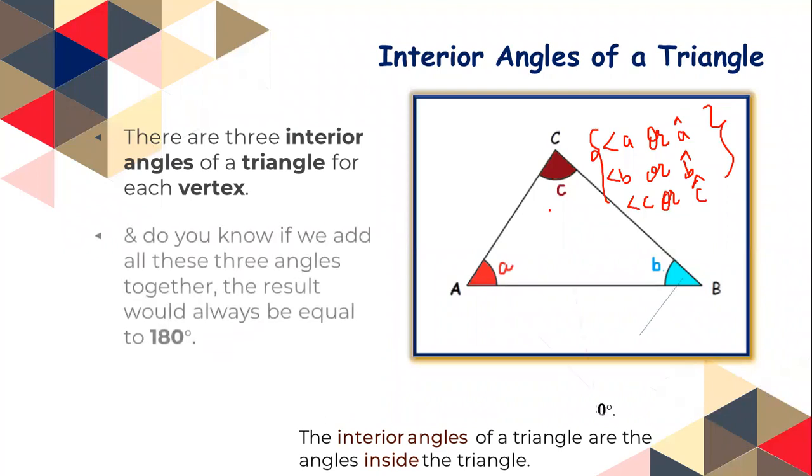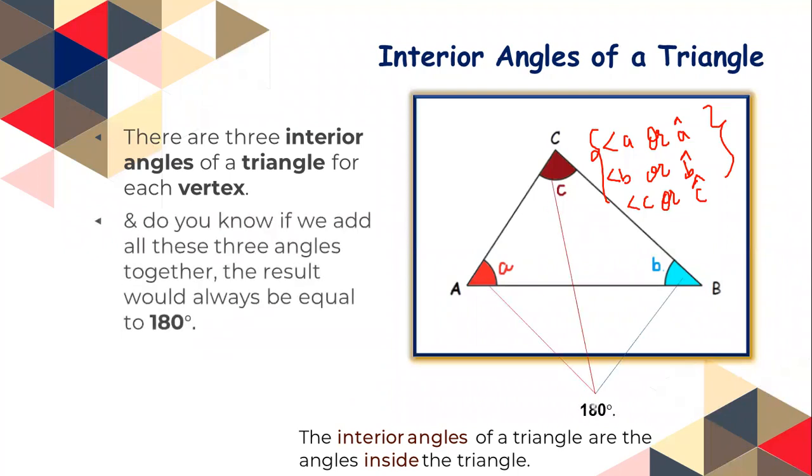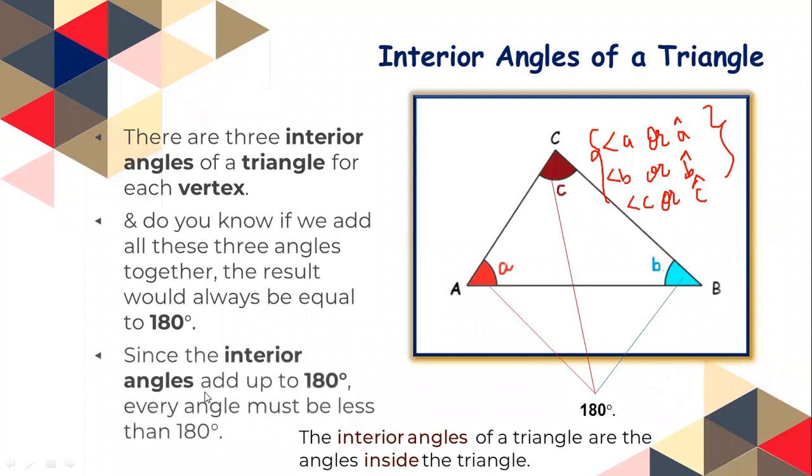Let's move ahead. And do you know one thing, that if we add all these 3 angles together, the result would be equal to 180 degrees. If I add all these 3 angles together, I will get 180 degrees as the result. So it means that since the interior angles add up to 180 degrees, every angle must be less than 180 degrees. All right. I hope you have understood up to here.